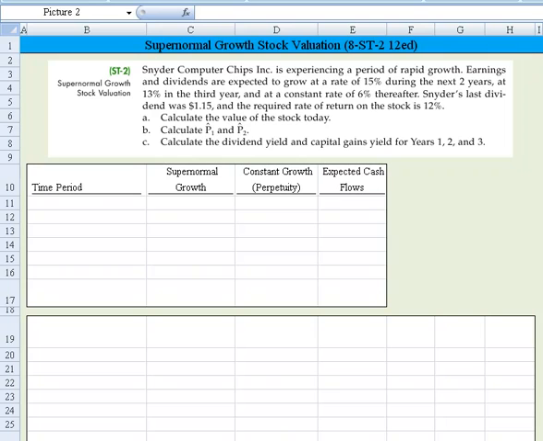And we're asked to compute three things: the value of the stock today, the price of the stock a year from now and 2 years from now, and the dividend yield and capital gains for years 1, 2, and 3.